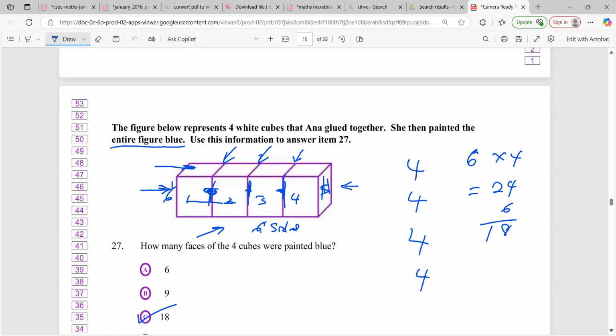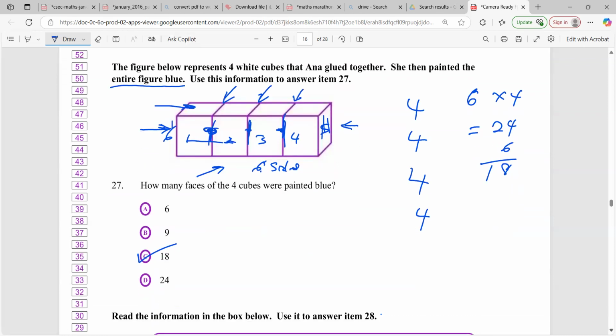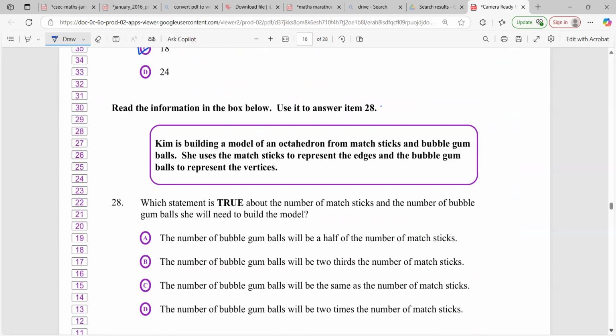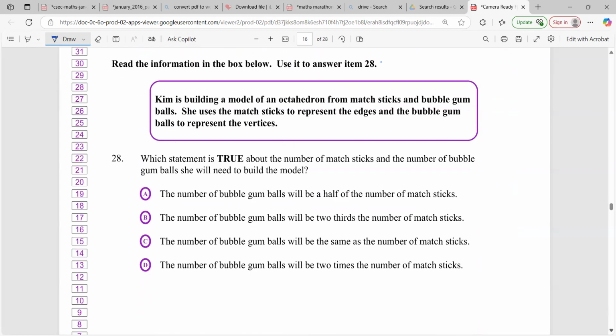This is how I did it. I counted how many I can see, and then times it by 2. You are breaking up. We are the area. All right, move on to 28, guys.